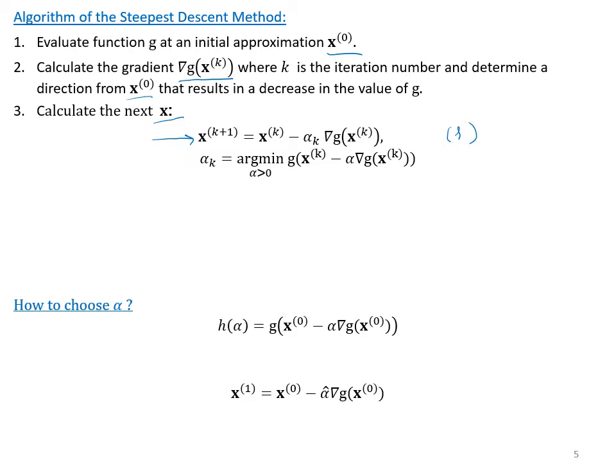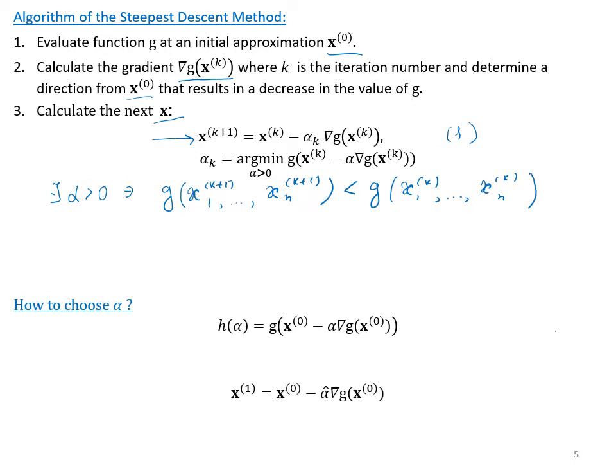Our iteration method we call gradient descent method because for every iteration k exists alpha greater than 0 such that value of our function g at k plus 1 iteration should be less than value of our function at previous iteration k, which means that with every iteration we have smaller value of our minimizing function.